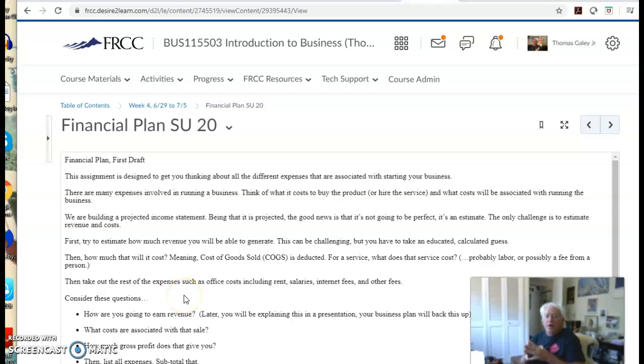Okay, so today I'm going to offer some assistance on the financial plan. And the financial plan is explained here. It's a draft. We're doing a draft of a proposed income statement. So here are instructions. The assignment is to get you thinking about how you are going to do this.